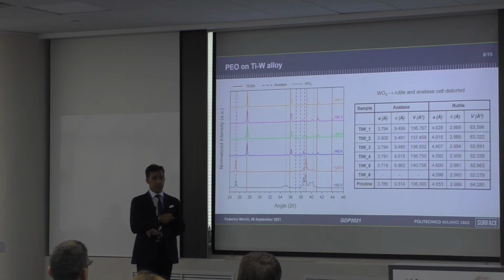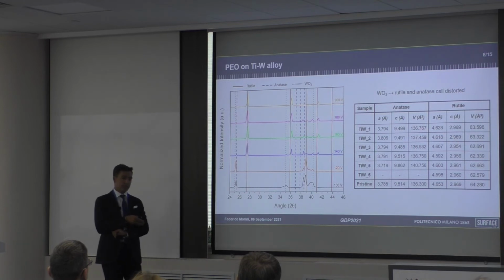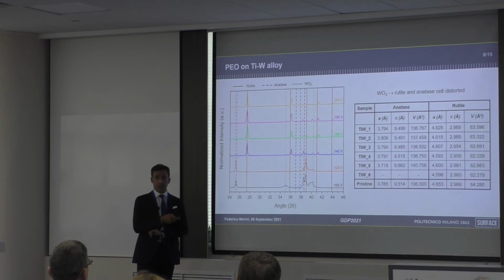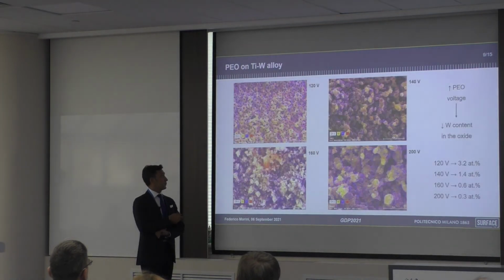Both of these features, so the changing of the cell volume, having a distorted anatase and distorted rutile, and also the presence of tungsten trioxide, will be interesting from a photocatalytic point of view.